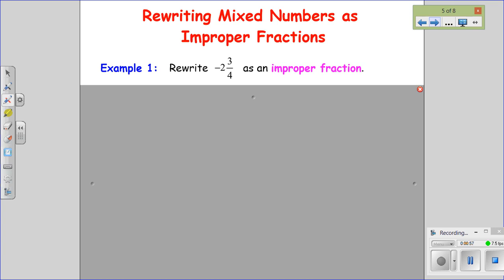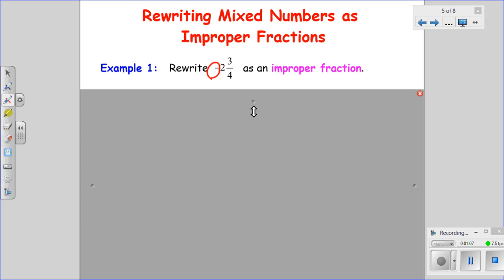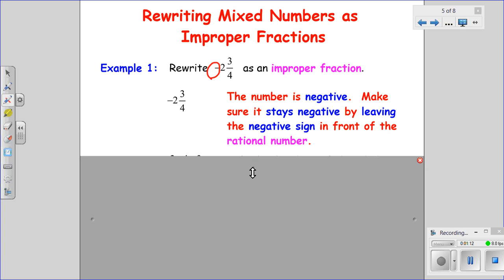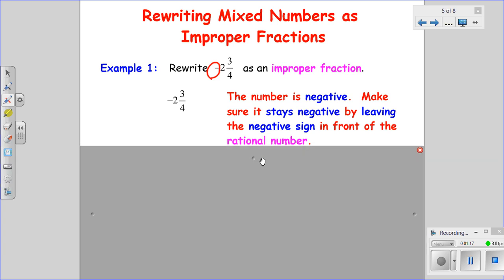So if we want to write the number -2 and 3/4 as an improper fraction, the first thing we need to realize is the negative in front is the overall sign of the rational number. So we need to be very careful that we don't change it. So when I think about this, the 2 is the whole number part. That means 2 wholes. And if I look at the denominator, that's telling me each whole has 4 parts to it. So in 2 wholes, there are 4 parts for a total of 8 parts.